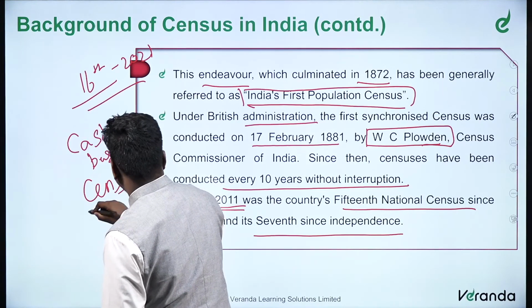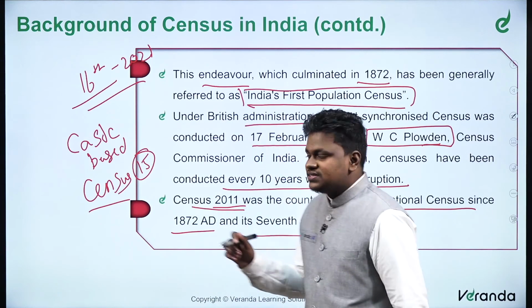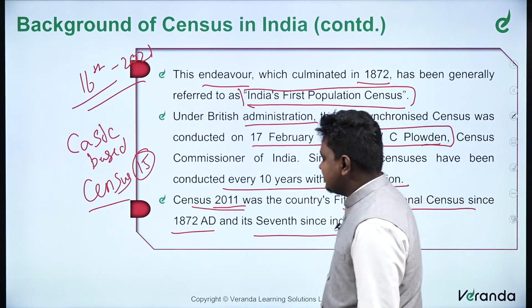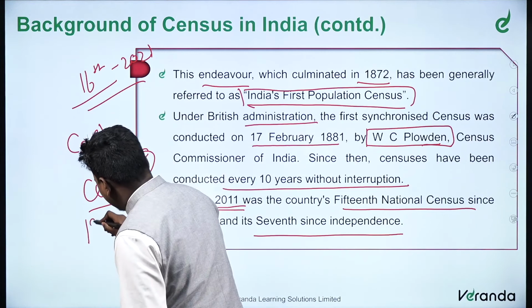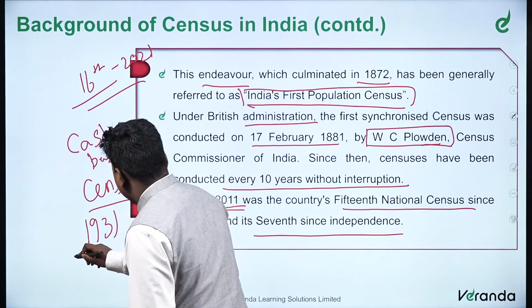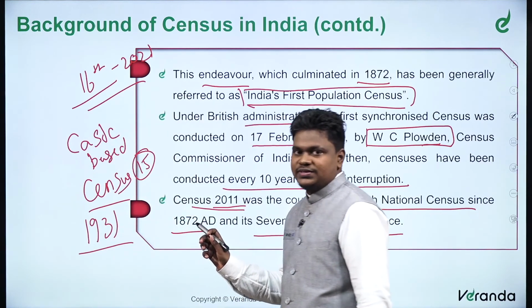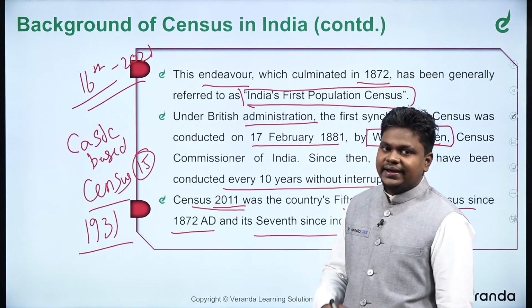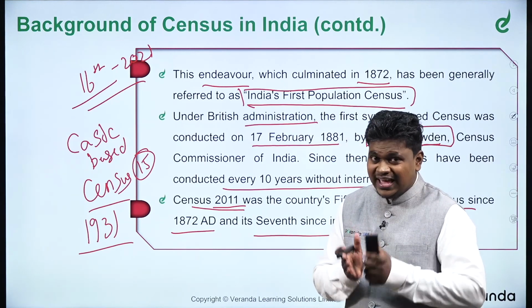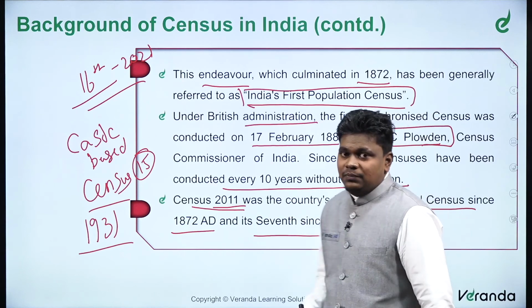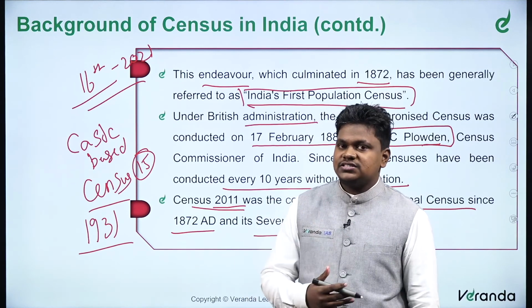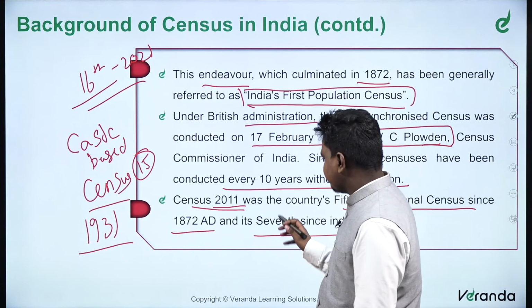The last census, the 2011 census, was a caste based census for the second time. Before this, we had a caste based census in the year 1931. So after so many long years, the census of 2011 performed a caste-wise census, but the report has not yet been released because of various reasons.